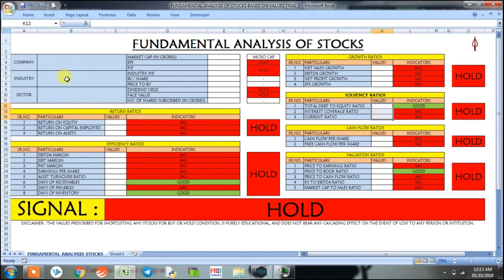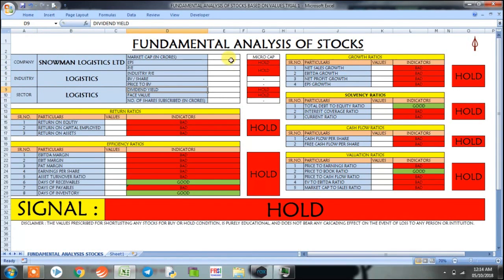So today we'll take a company from the logistics sector, Snowman. The company's name is Snowman Logistics. The industry is logistics and the sector is also logistics.